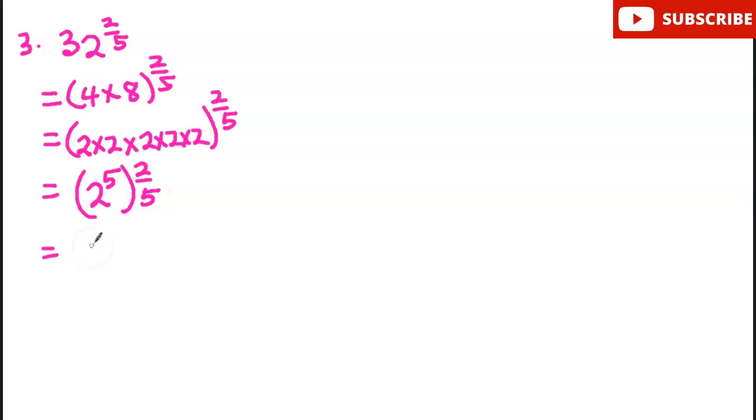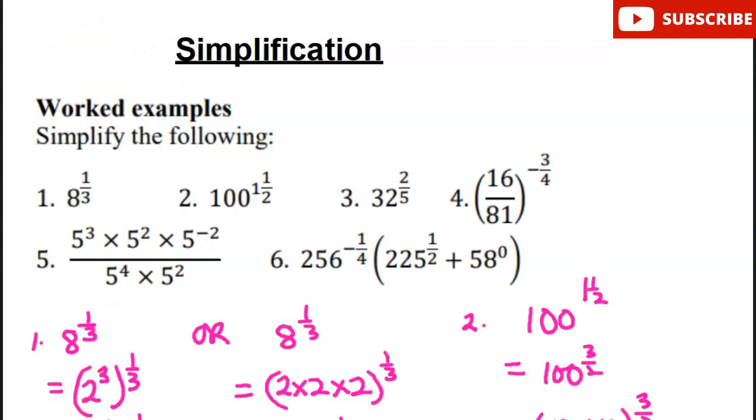As the law says, if an index is raised to a certain power, we multiply them. So 5 will cancel that. So we have 2 raised to the power 2, and 2 raised to the power 2 is 4. Now that I've given you the basis, I want you to look at the rest of the questions, pause the video, and begin to solve them now whilst I'm giving you the answer.